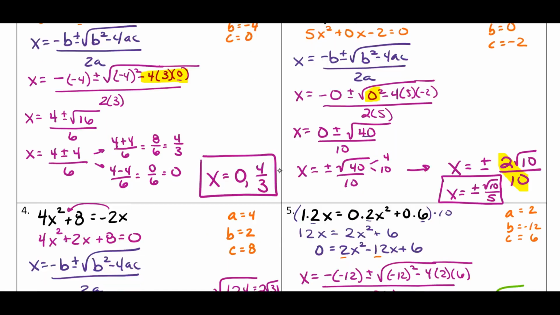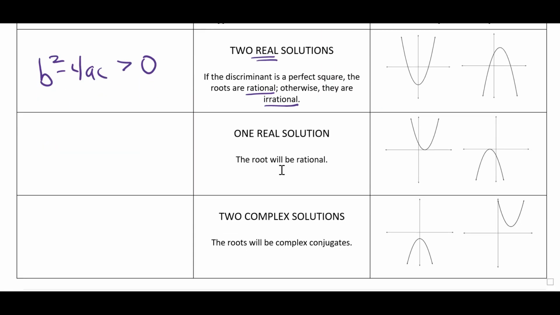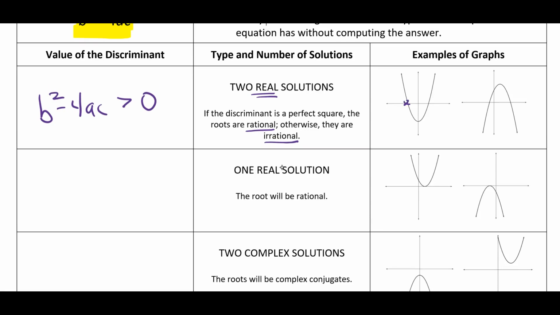So that's one thing that the discriminant tells us, rational or irrational. Now, on our graph, this looks like two x-intercepts. And it doesn't matter if the graph is opening up or reflected down. If that graph crosses twice, then you have two real solutions.